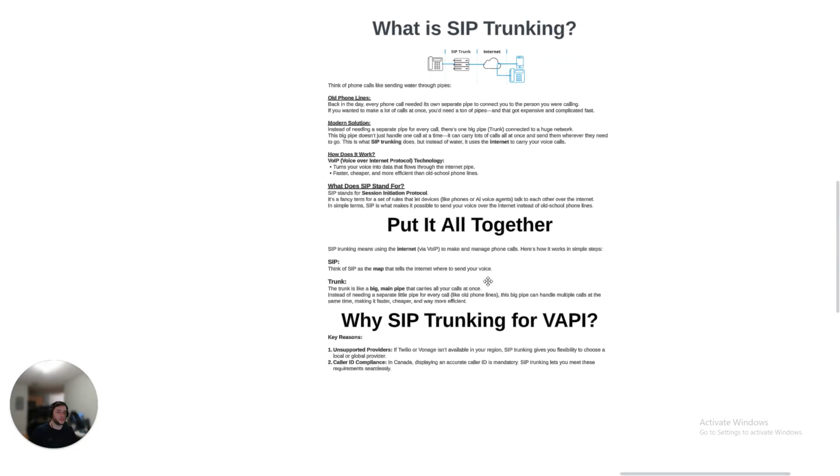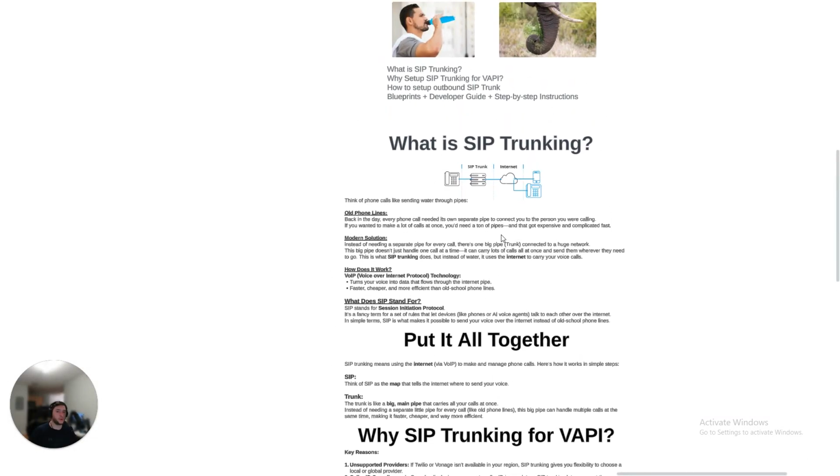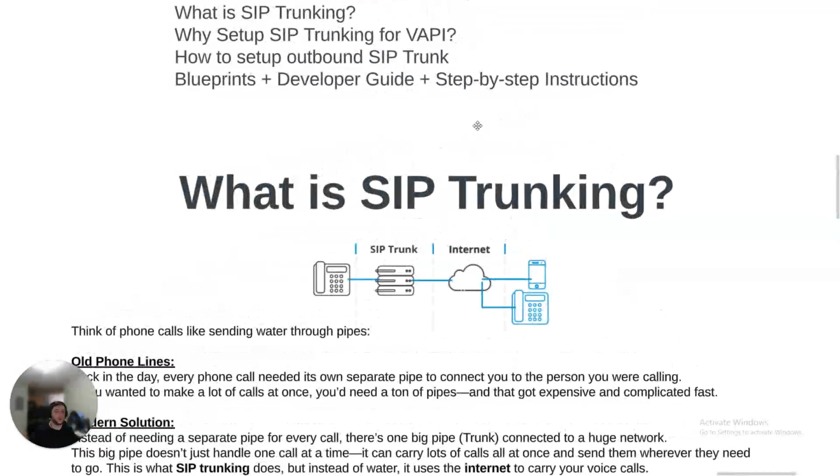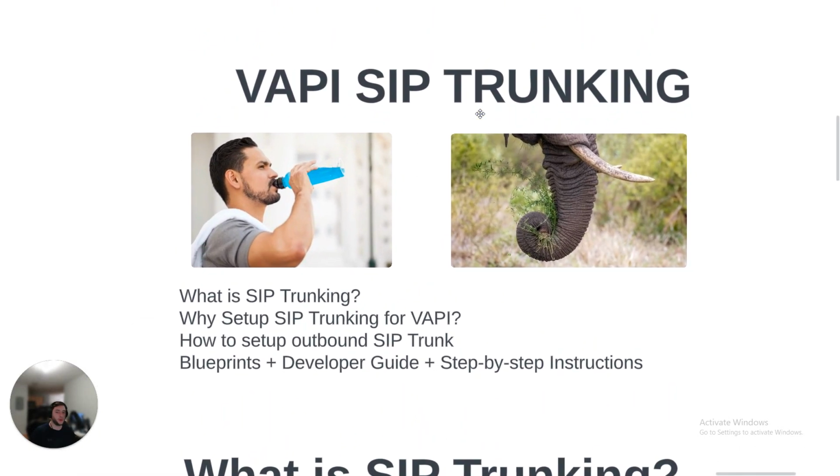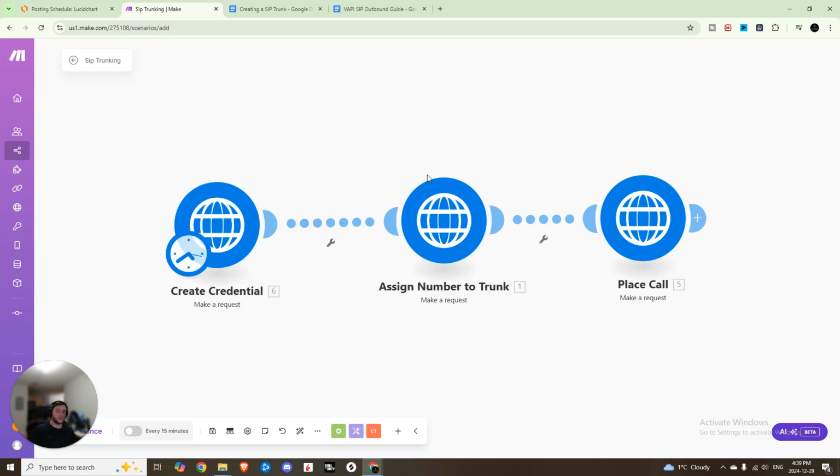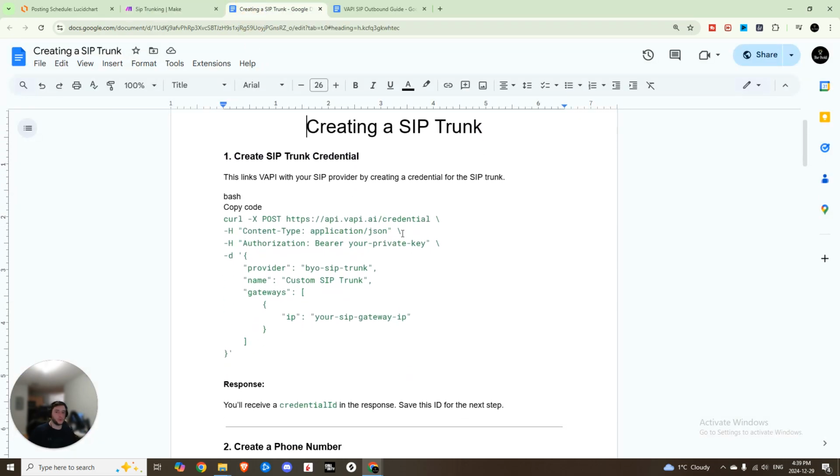So now that you understand what is SIP trunking and why set up SIP trunking, we're going to go into a live example of how to set up an outbound SIP trunk. Now, this is available in the community and it's 3 simple steps. We're going to be going into each one, but you can just download this blueprint and follow along. And then I've also created 2 documents.